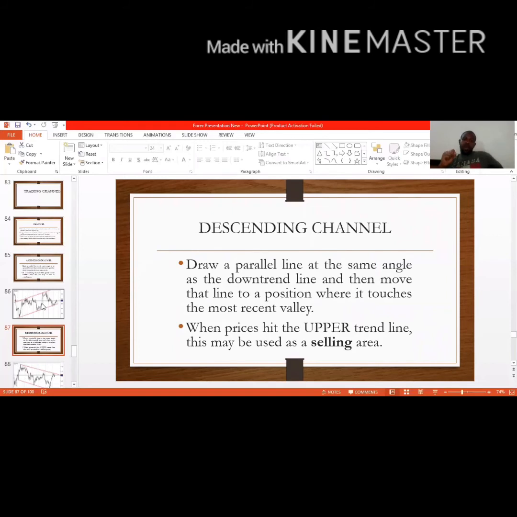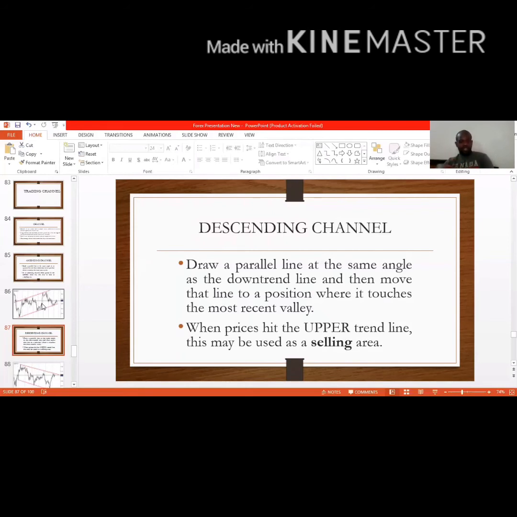So secondly, we have a descending channel. The same way we have an ascending channel, but in this case, in a downtrend. Now you spot a lower high and a lower low. You connect the lower highs with a trend line, and then you go below and connect the lower lows with a trend line. Once you've drawn this channel, look for opportunity to sell.